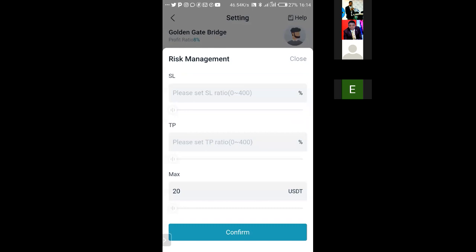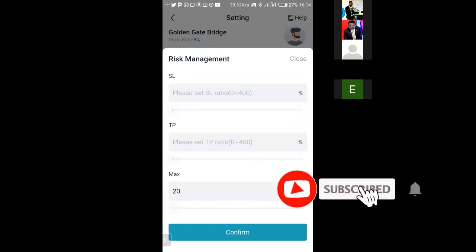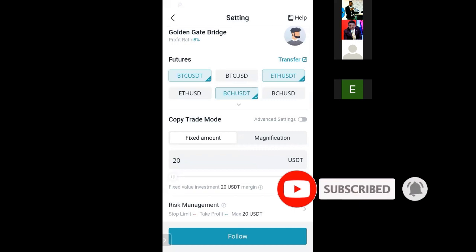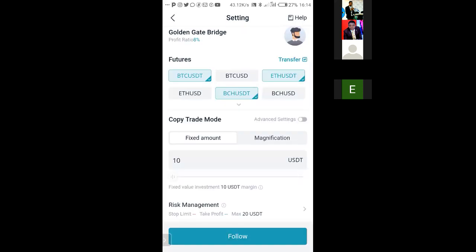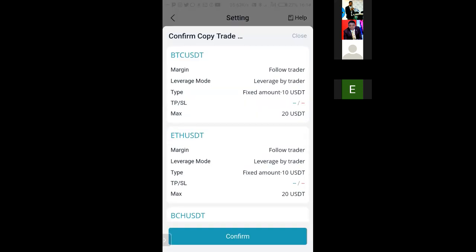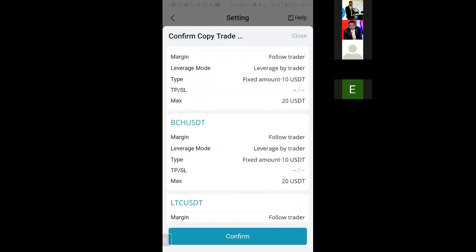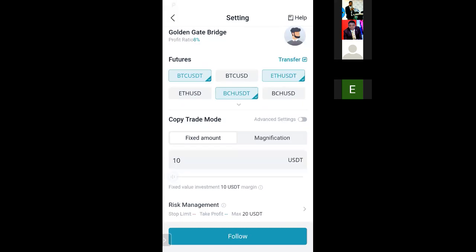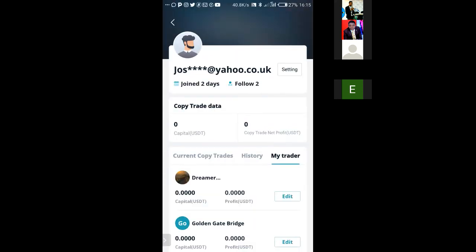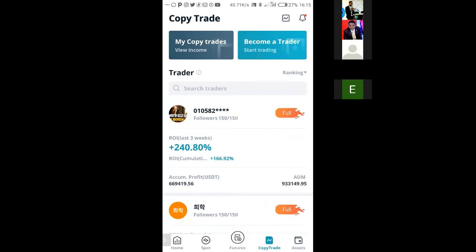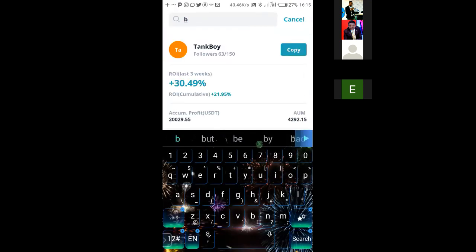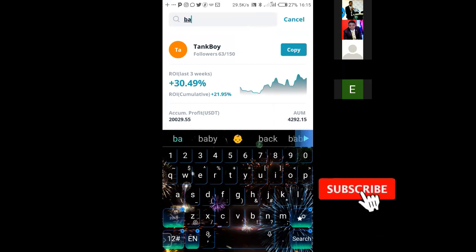Because you only have 69 on your account, the trader can open more than one trade and the rest. So let the minimum amount be 10. Then you go ahead and follow. You can search for the next trader that Tony is mentioning, the Backman, and equally follow. B-A-K-M-A. Just check. That's the one. This B-A-K-M-A also.